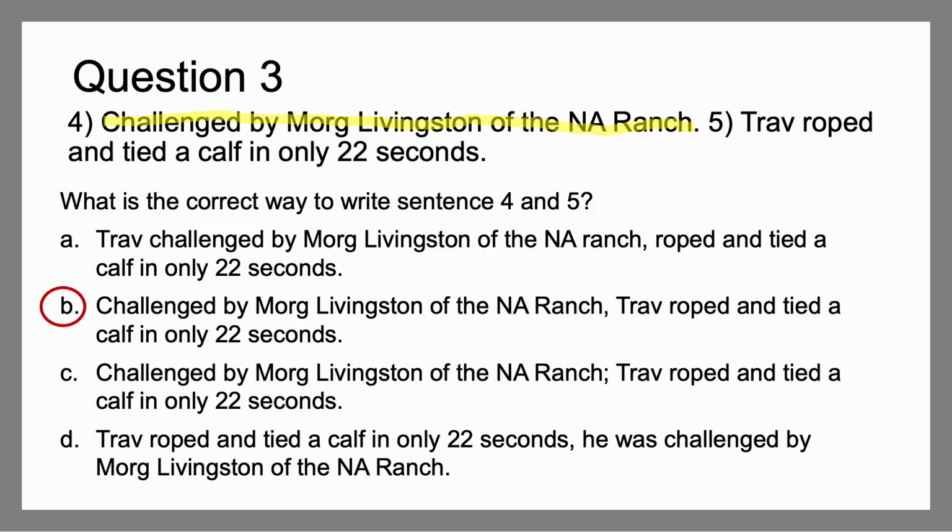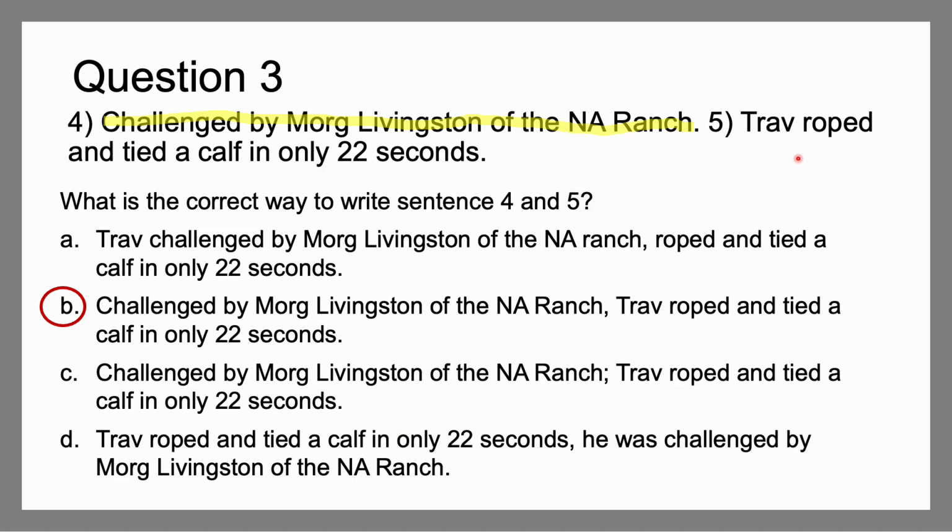But it's just a little backwards, and it's that sentence 4 right here. It's not a complete sentence, so I need to combine it. I can't combine it with a period. Looking at 5, Trav roped and tied a calf in only 22 seconds. That is a complete thought. So I should know I have a dependent clause where it says challenge, so 4, that's a dependent clause, and I have an independent clause in this next one.